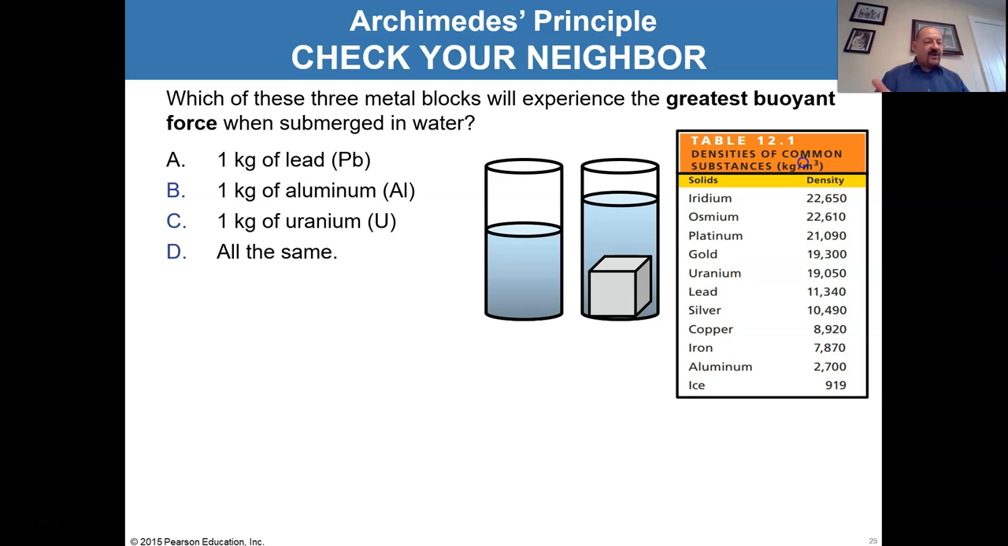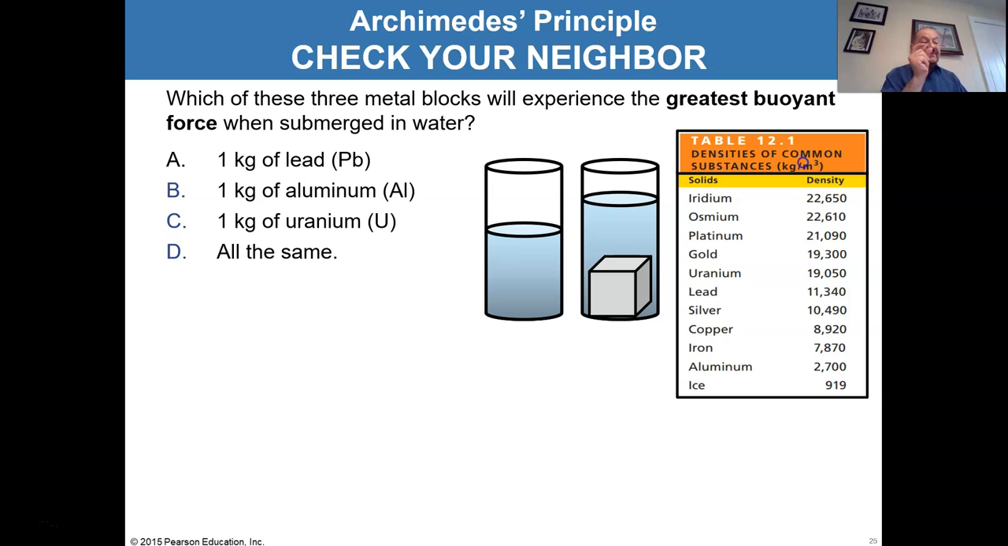Lead is much higher, 11,340, and uranium is almost double that, 19,050 kilograms per meter cubed. You don't need to use these numbers, you just need to realize that these all have very, very different densities. So what does that mean? That means 1 kilogram of aluminum will be a certain size, but lead is much denser. So you don't need the same size to make 1 kilogram. A smaller block would be 1 kilogram.